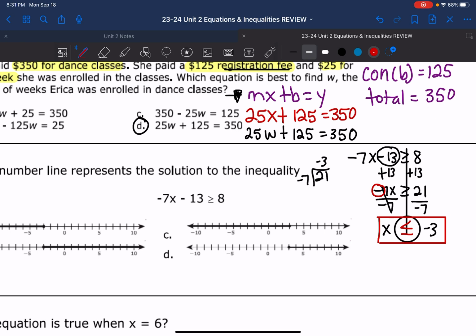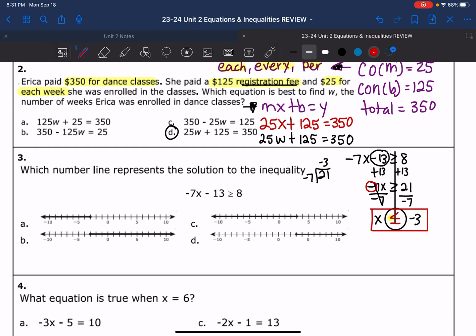Now remember we have our little trick that if the point is facing the left or the right, that's the way that we're going to shade. So I know that I'm going to shade towards the left. If I look at my answer choices, B is facing towards the right. D is facing towards the right. Now I know that my closed circle has to be on negative 3. A is on negative 3. C is on positive 3. So C is also not my answer.